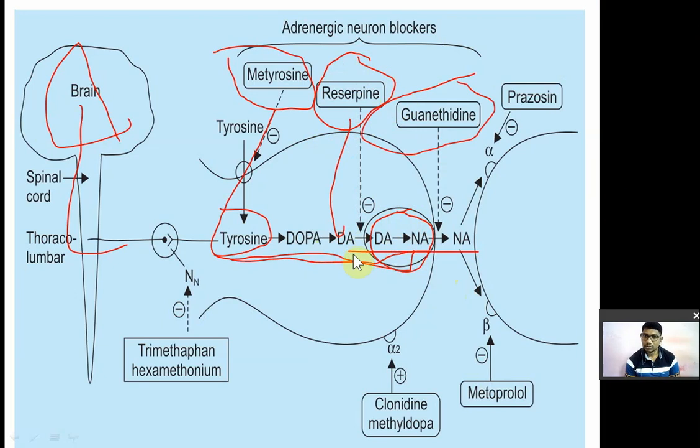Suppose you cannot stop this and noradrenaline is finally released. Now noradrenaline will act on its receptors present on the postsynaptic neuron, that is alpha and beta. You can prevent the interaction of noradrenaline with the alpha receptor by using prazosin or a selective alpha blocker. You can also prevent the interaction of noradrenaline on the effector cell by using beta blockers.